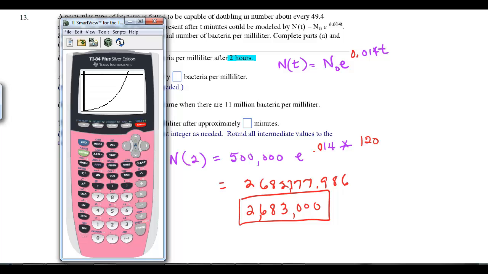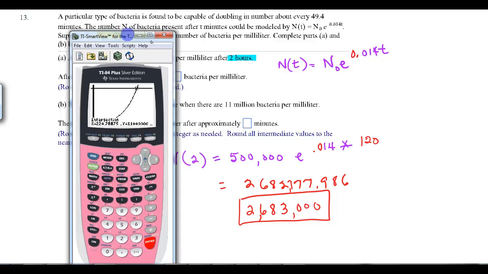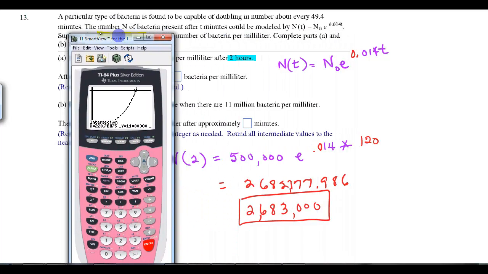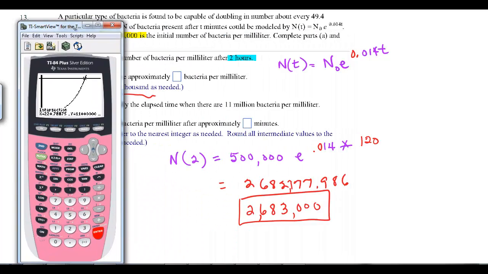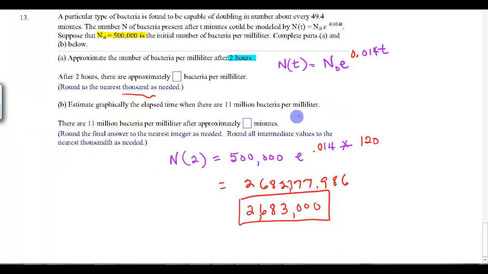Okay, so we're looking for this intersection point, and we'll do second calc 5 and hit enter 3 times. And we get 220.78. It says round to the nearest integer. So we would get 221. So that's saying in 221 minutes you would hit 11 million in the bacteria.